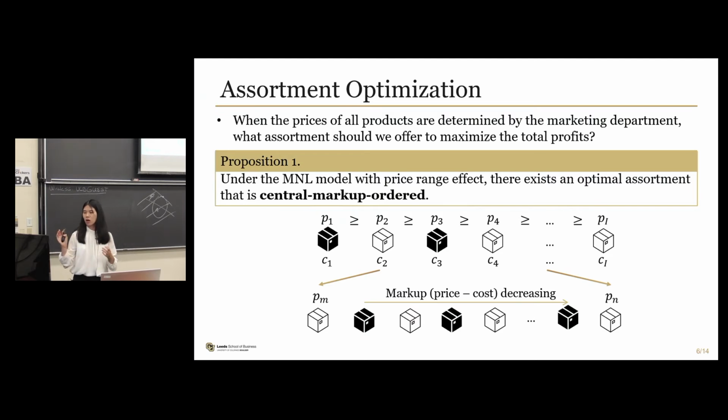Then for all other products whose prices are within PN and PM, we can find a threshold, and all the products whose markups are greater than this threshold should be put in the assortment. So if we know 3 terms, the highest price PM, the lowest price PN, and the markup threshold, we can have the optimal assortment. With this property, it's very easy for us to find the optimal threshold.